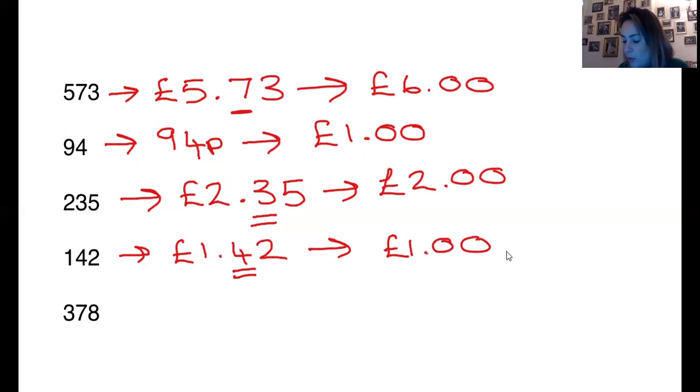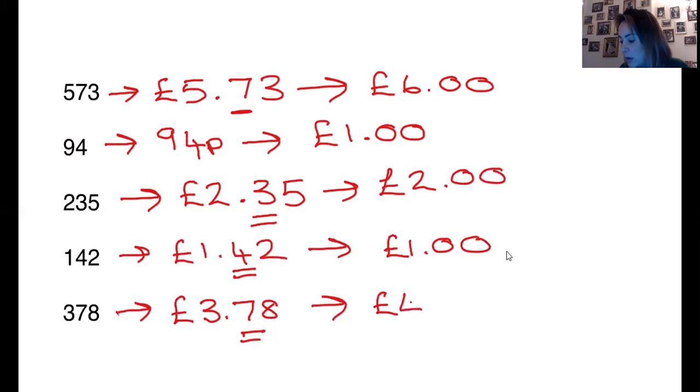And 378, if we translate that into money, is £3.78. Looking at that tens digit again, 7 to 9, climb the vine. We're going to round that up to £4.